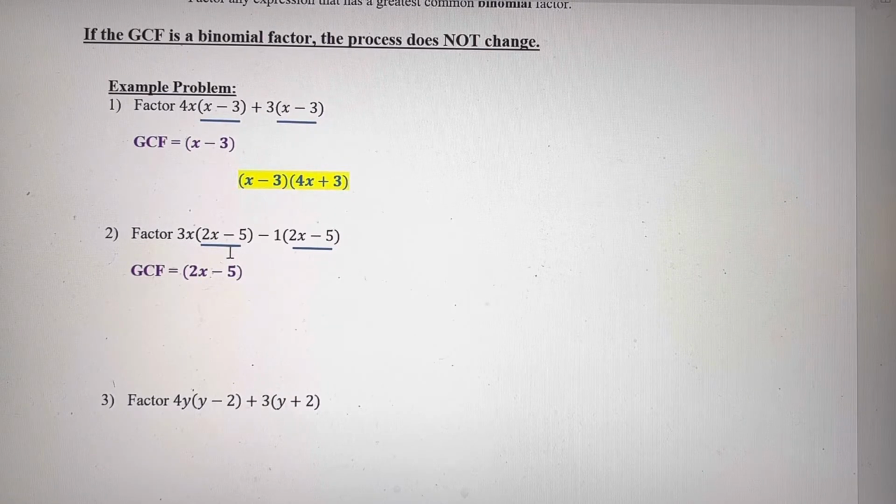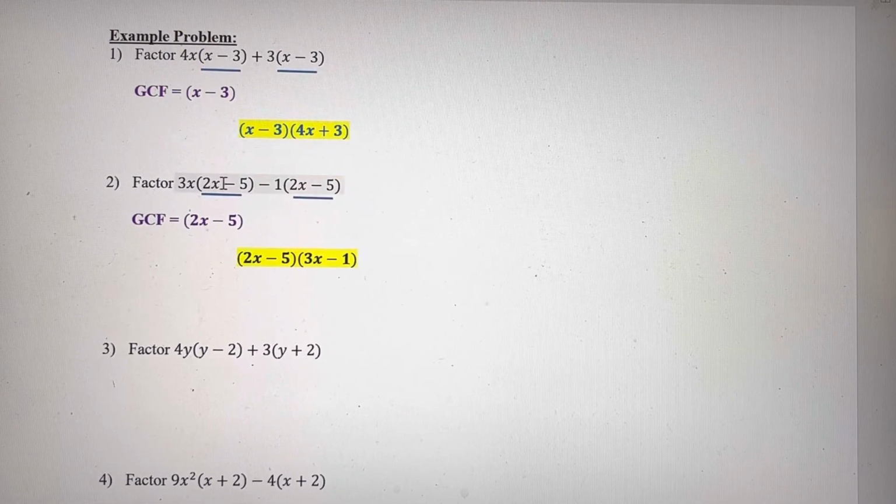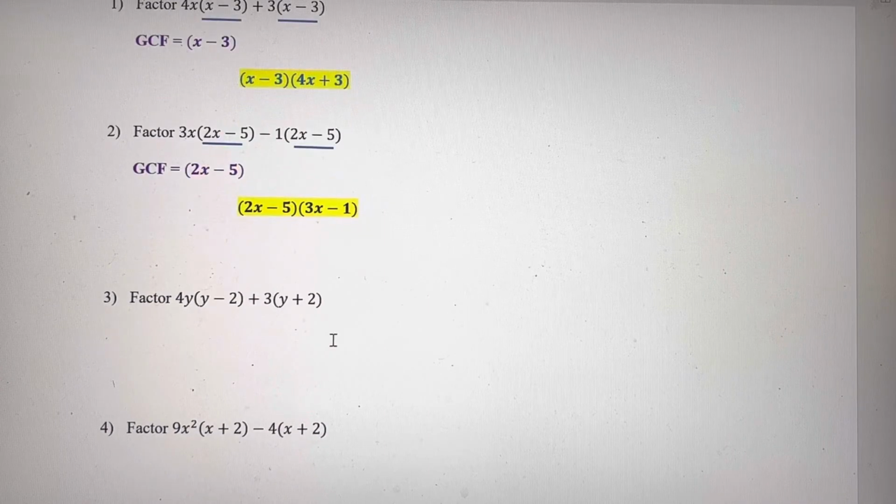So what's left over? If I divide this whole term by 2x minus 5, what's left is 3x. If I divide this term by 2x minus 5, what's left over is minus 1. So I'm left with 3x minus 1 as my second factor. Now, notice that in these, the binomials matched up. In 3, the binomials don't match up. y minus 2 is not the same as y plus 2. So the binomials have to be the same.